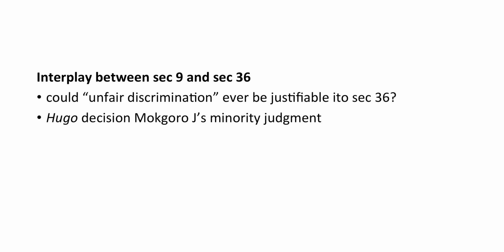How does it work that once you found in terms of section 9 that unfair discrimination took place, it is then possible to still find in terms of section 36 that somehow the unfair discrimination could still be justifiable? Just on the dictionary meaning of the words unfair and justifiable, it doesn't seem that this will happen too often, that unfair discrimination will still somehow be reasonable and justifiable.